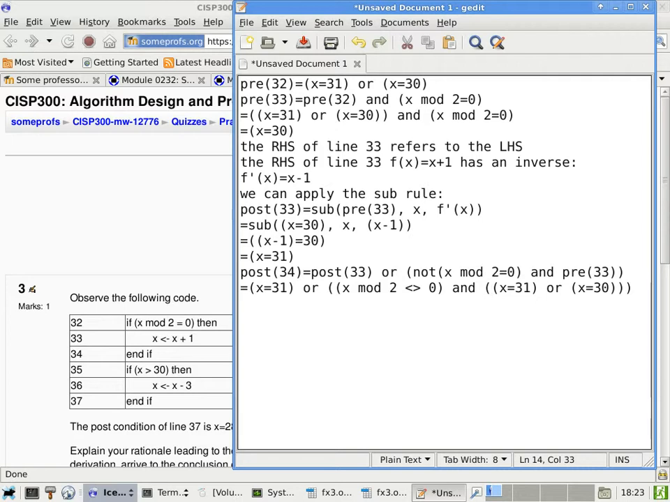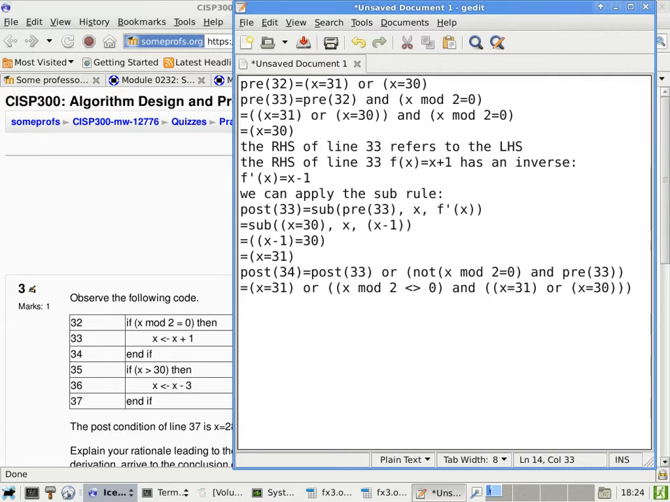Okay, if you take a look at this part here, x can be 31 or x can be 30. That means we have two dots. One dot represents 31, one dot represents 30. Okay, that is the right-hand side of the conjunction. What about the left-hand side of the conjunction? x mod 2 does not equal 0. It means x is an odd number.